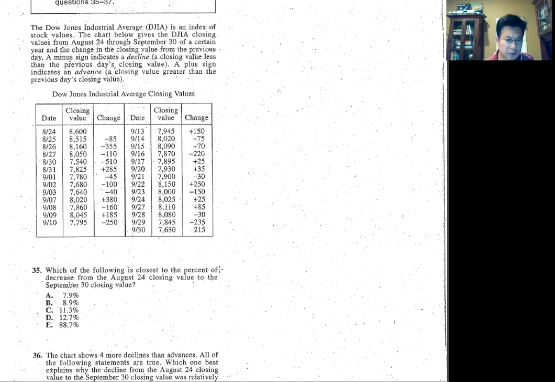Okay, so which of the following is the closest percent decrease from the August 24 value to September 30th? Closing is from 8600 to 7630. So the difference is 970, right? So 970 out of 8600. So change divided by original.